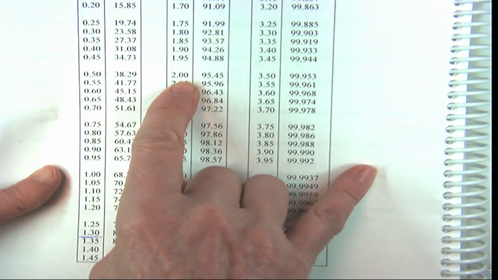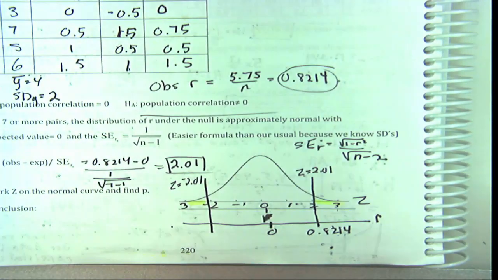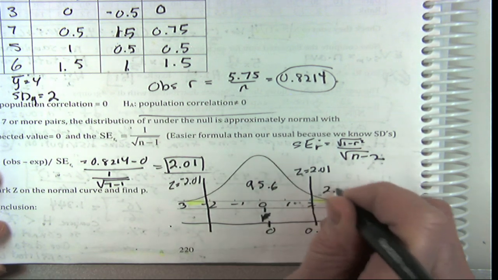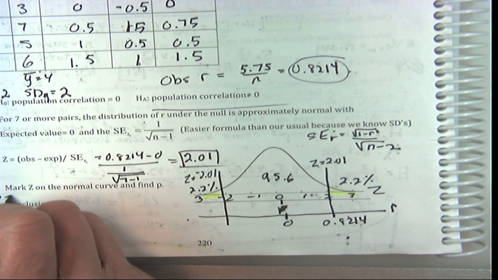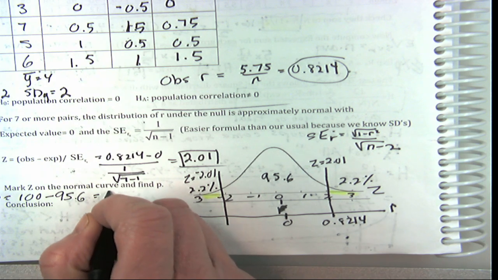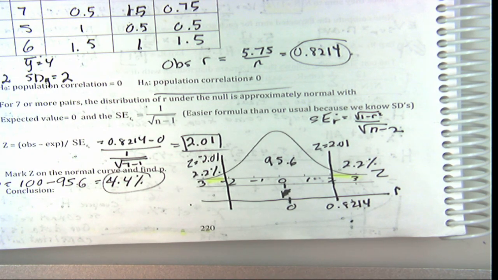Okay, this table doesn't really give 2.01. It's somewhere between 95.45 and 95.96. So I looked on the p-value calculator, and I got 95.6. That means there's 2.2% here and 2.2% here. So our p-value is 100 minus 95.6%, which is 4.4%. All right. So if we're going to use that cutoff of 5%, we would reject the null.